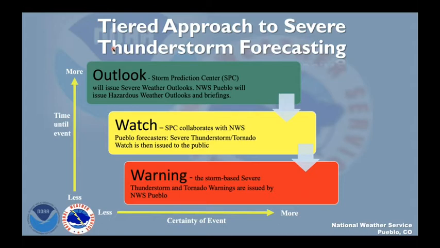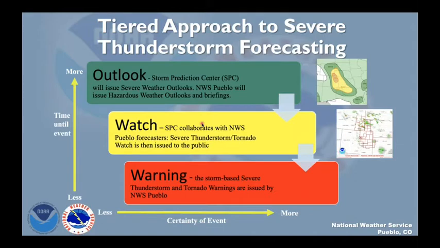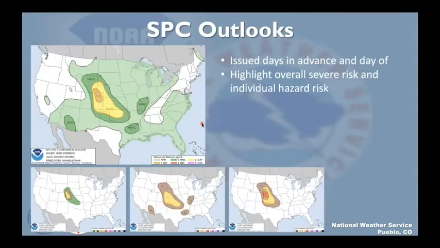11 a.m. pretty much on the dot every day. If the ingredients are right, we'll talk with the SPC, determine where we want to put the watch out. It's county based, as you'll see in a second. And then we go to warnings. So this is purely by the National Weather Service offices. So for you guys, the National Weather Service in Pueblo, and it's smaller and it's storm based, so not county based. So this is what the outlook looks like. Here are the counties for the watch, and then much smaller storm-based warnings.